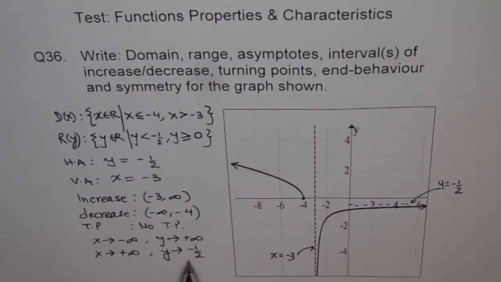Perfect. Now we have symmetry. Do we have any symmetry here? Nil. There's no symmetry here on the graph, and that's all about it, right? I hope you understand all these characteristics and put them down in a proper order. Okay? Thank you.